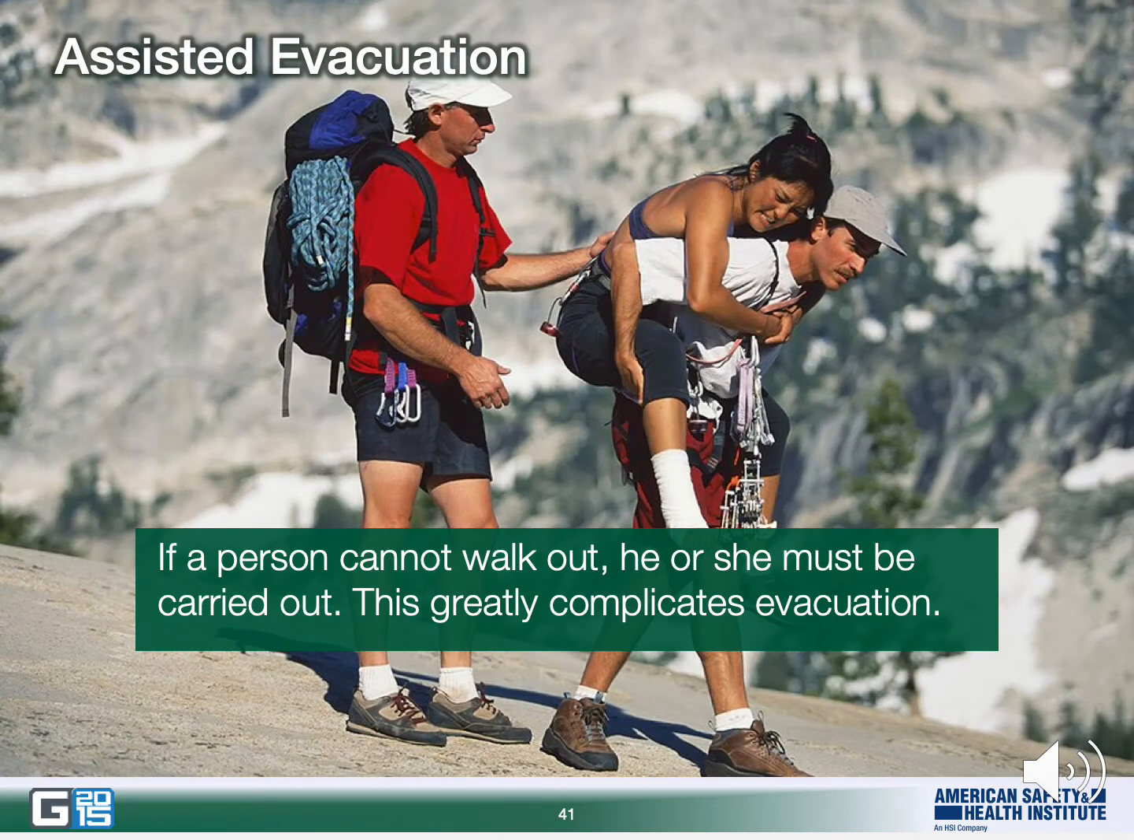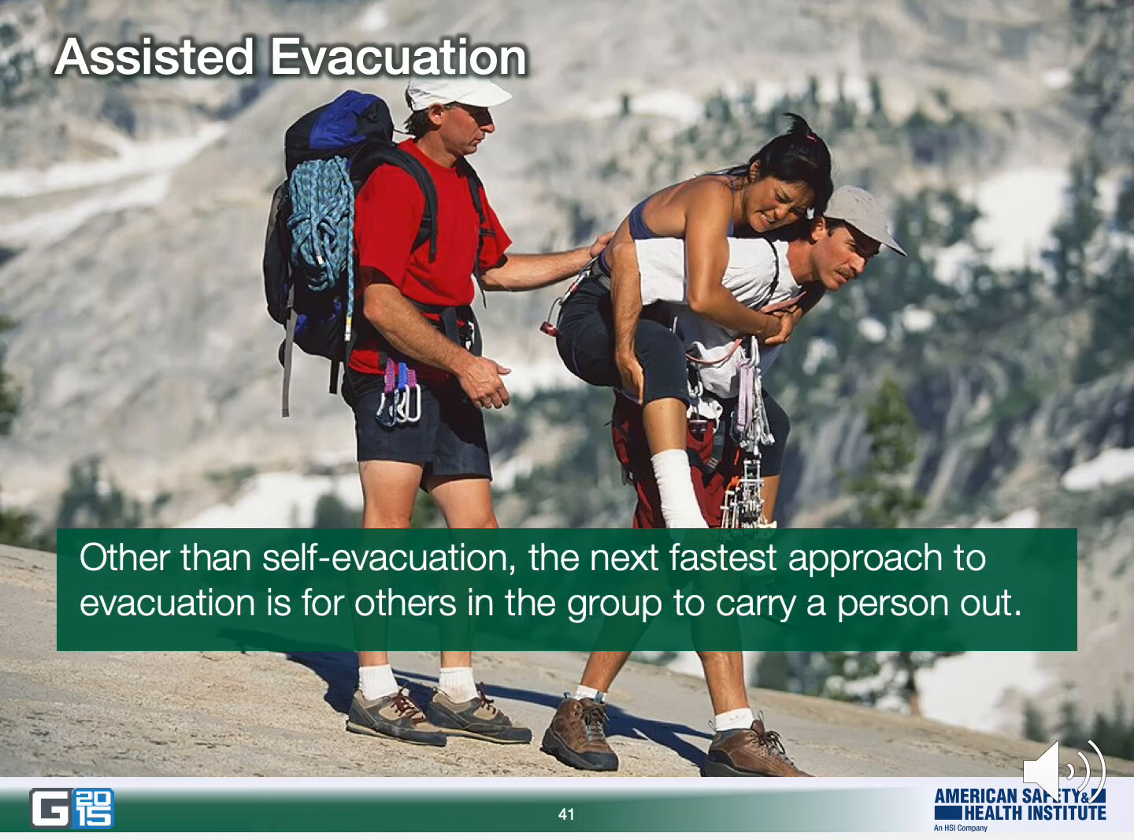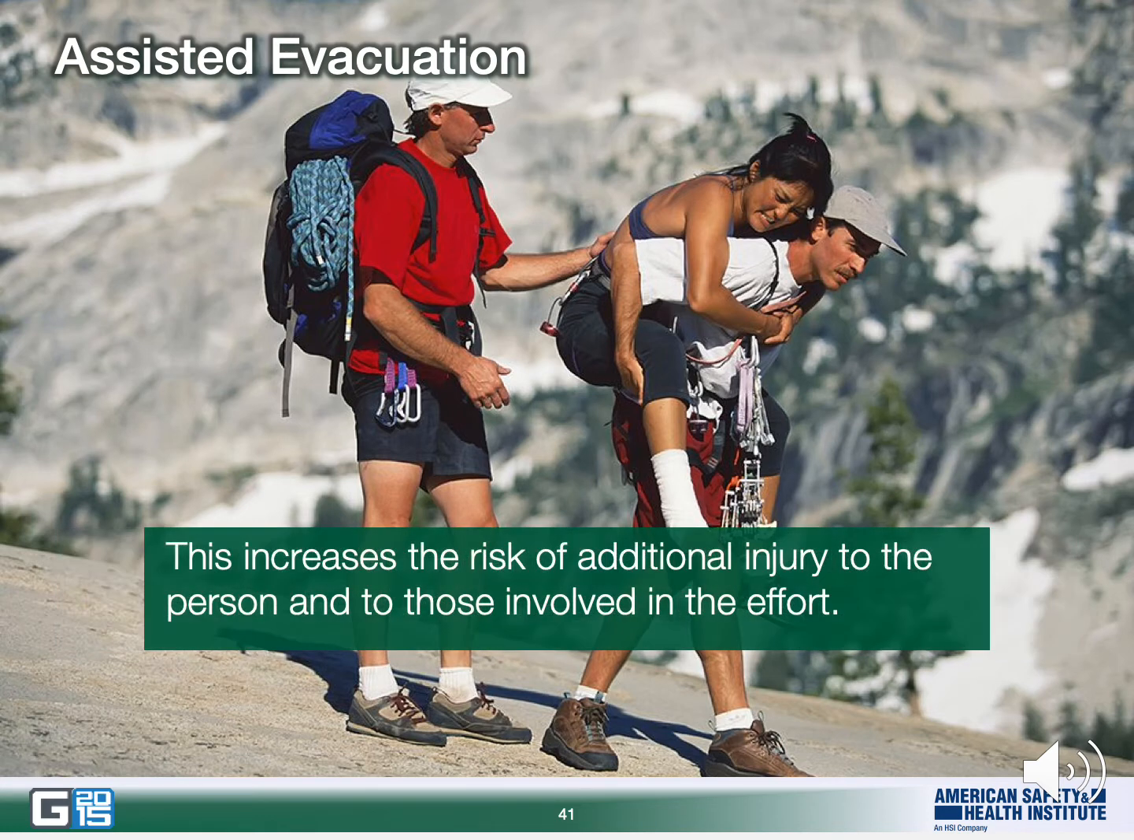If the person can't walk, they may have to be carried out. So she's getting a piggyback ride from this guy. That's not going to be fun for anybody, but they're going to get her the help that she needs. Other than self-evacuation, the next fastest approach to evacuation is for others in the group to carry a person out. So here they are, they're carrying her out. This increases the risk of additional injury to the person and to those involved in the effort.